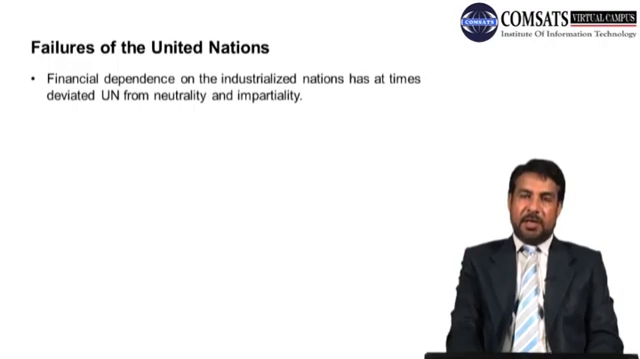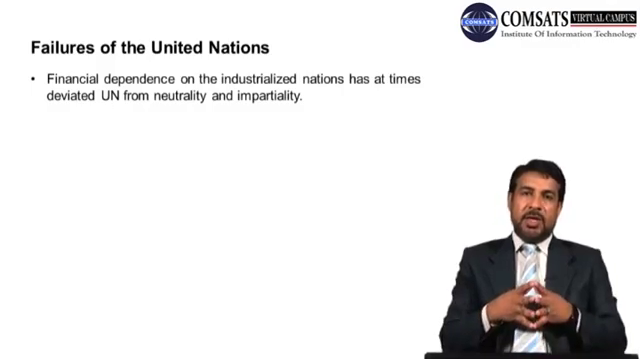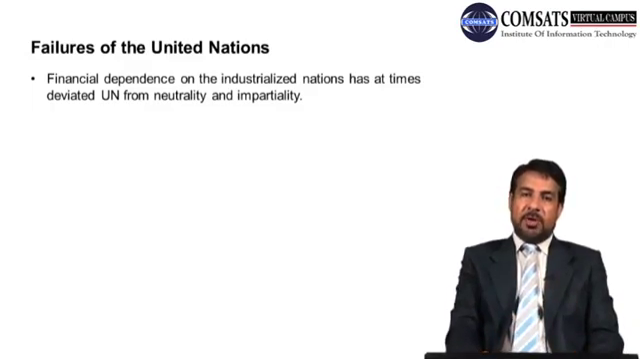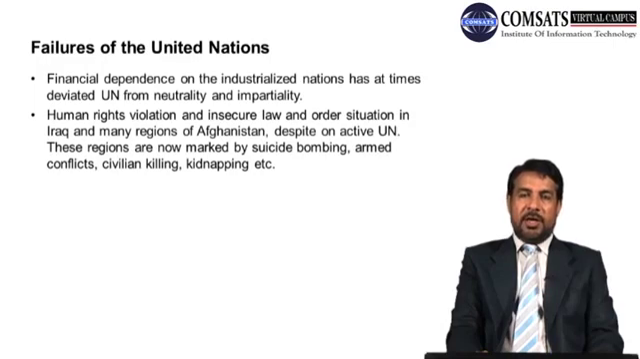Next, financial dependence on industrialized nations has at times deviated the UN from neutrality and impartiality. As I mentioned earlier, the funds for the UN's different projects, activities and works come from the United States and European countries. As a result, the UN is very much partial towards these countries. It is under the influence of these countries, and therefore we do not see the neutrality or impartiality of the UN in different works and projects.